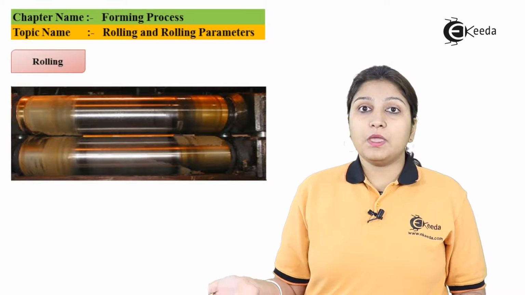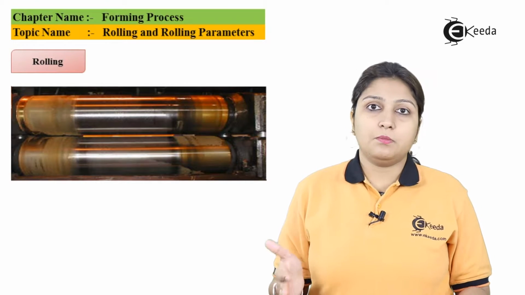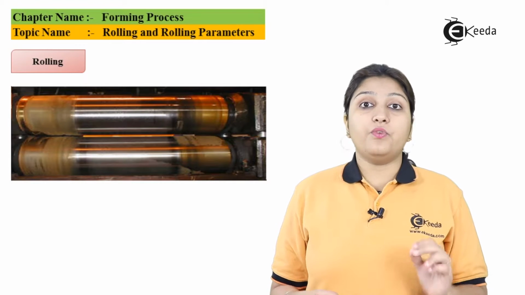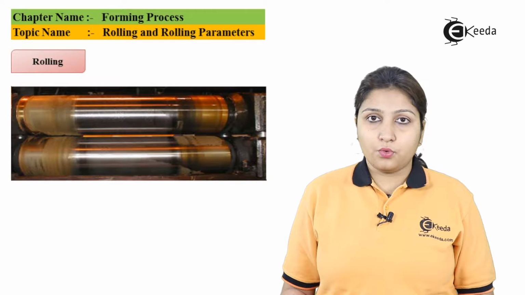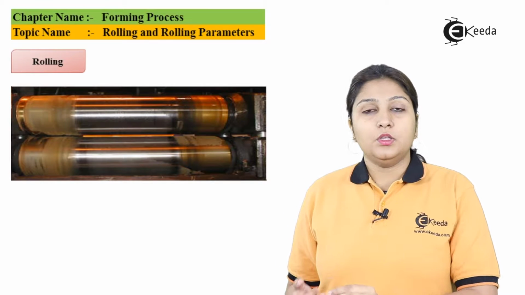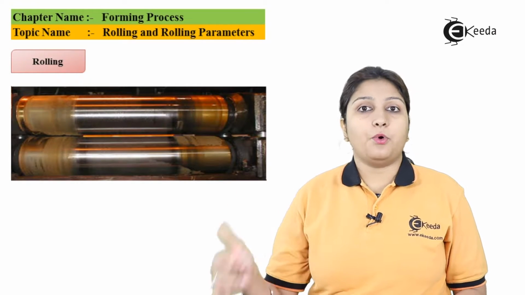You can also make different types of sheets by using the rolling process, and the final product can be finished depending on the type of roll you are using and depending on the material to be rolled. So finishing also plays an important role.